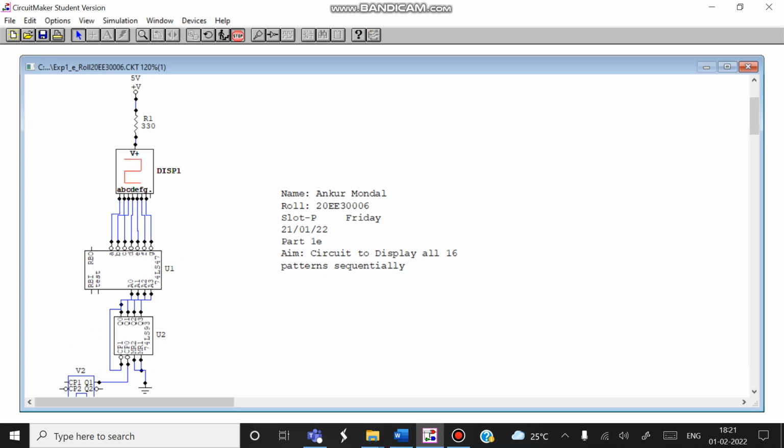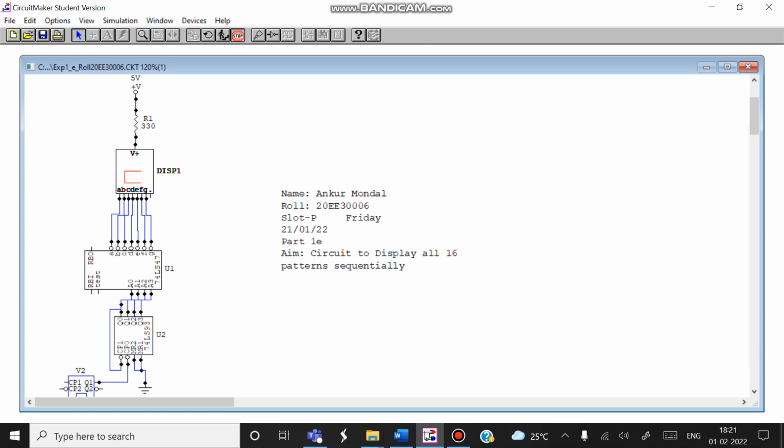As you see, 0, 1, 2, 3, 4, 5, 6, 7, 8, 9, and after that all the different patterns. But let me stop it. As you could see, all 16 patterns were being shown. But now let's focus more carefully. 0, 1. In between 1 and 2, you see there was a different digit. Similarly, in between 4 and 5, there was a different digit.